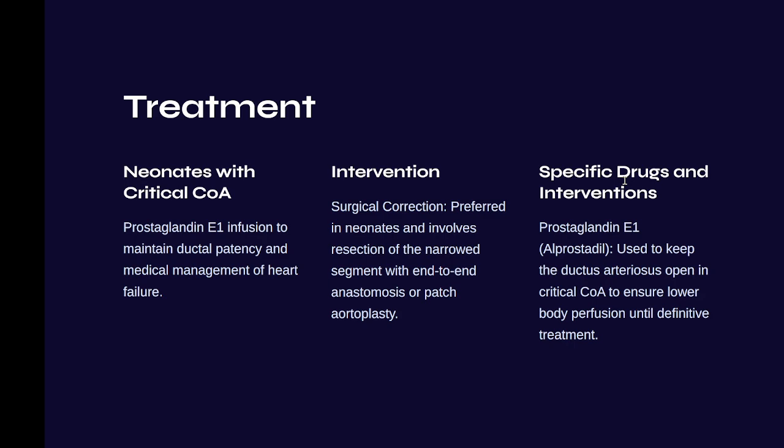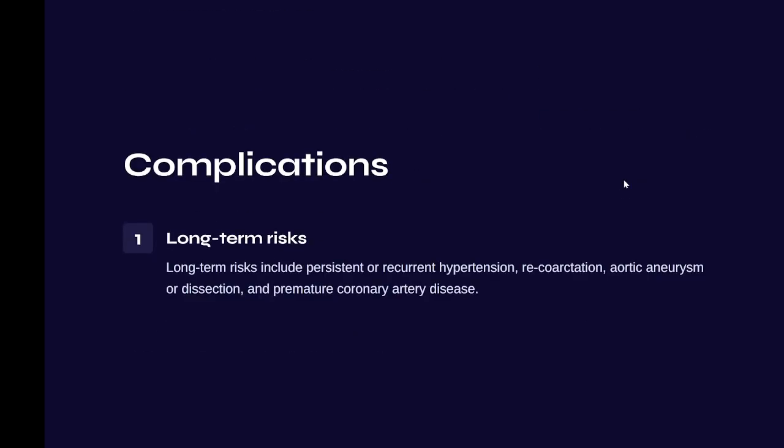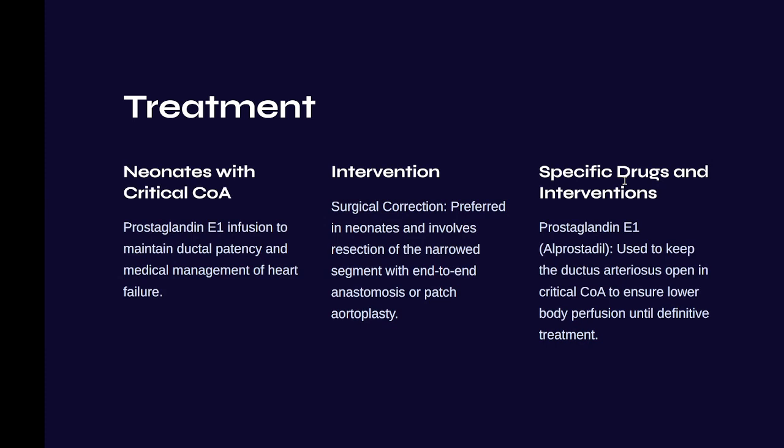Specific drugs and interventions: prostaglandin E1, alprostadil, used to keep the ductus arteriosus open in critical CoA to ensure lower body perfusion until definitive treatment. Antihypertensives, beta blockers, e.g., atenolol, or ACE inhibitors, e.g., lisinopril, may be required to manage systemic hypertension resulting from CoA.